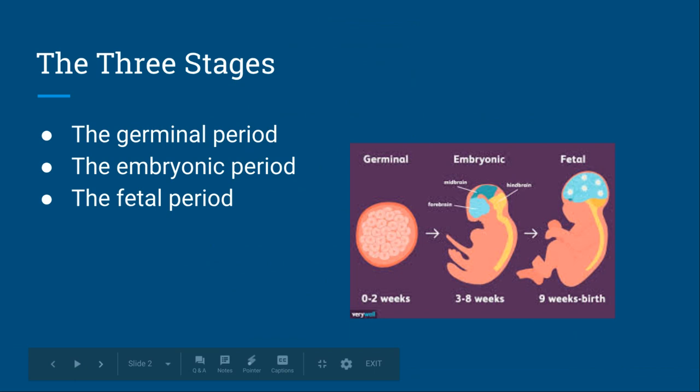There are 3 main stages of prenatal development. The first stage is called the germinal period. The second stage is called the embryonic period, and the final stage is called the fetal period. Each stage occurs for a certain amount of time, but the amount of time differs for each of the main stages.